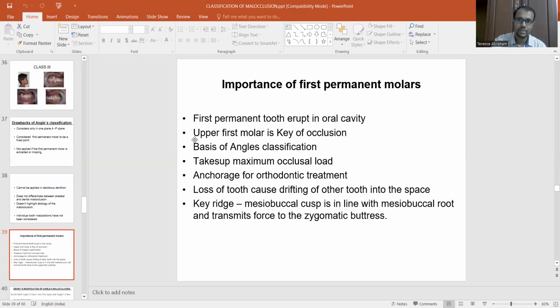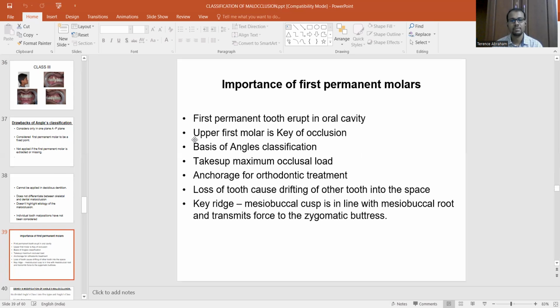What is the importance of the first permanent molars? The main importance of the first permanent molar is that it is the first tooth to erupt in the oral cavity. So there is a high chance of it getting decayed. The first permanent molar is considered the key of occlusion by Angle. This is the basis of the Angle's classification. It takes up the maximum load during occlusion, and the first permanent molar is considered the main anchorage unit during orthodontic treatment. The loss of this tooth causes drifting of other teeth into this space.